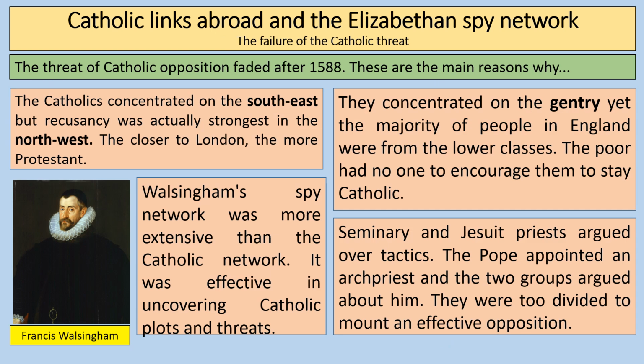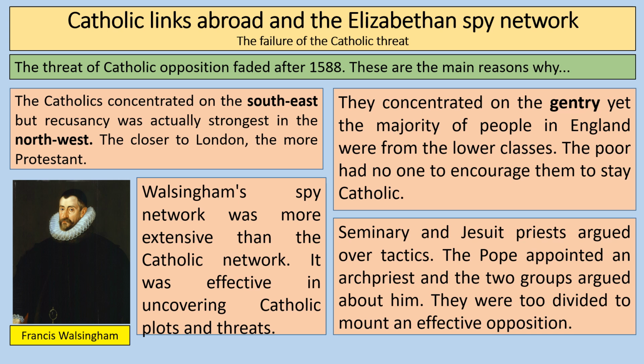So after 1588, the threat of Catholic opposition faded, and many of these laws that Elizabeth had brought in had been really successful in reducing the Catholic threat. The Catholics had concentrated on the southeast, but recusancy was actually strongest in the northwest, so the closer to London, the more Protestant people tended to be. Walsingham's spy network was more extensive than the Catholic network, and it was really effective in uncovering Catholic plots and threats. The Catholics had concentrated on the gentry, yet the majority of people in England were from the lower classes. The poor had no one to encourage them to stay Catholic, and of course it was very difficult to stay Catholic as a poor person because you wouldn't be able to afford any of the fines.